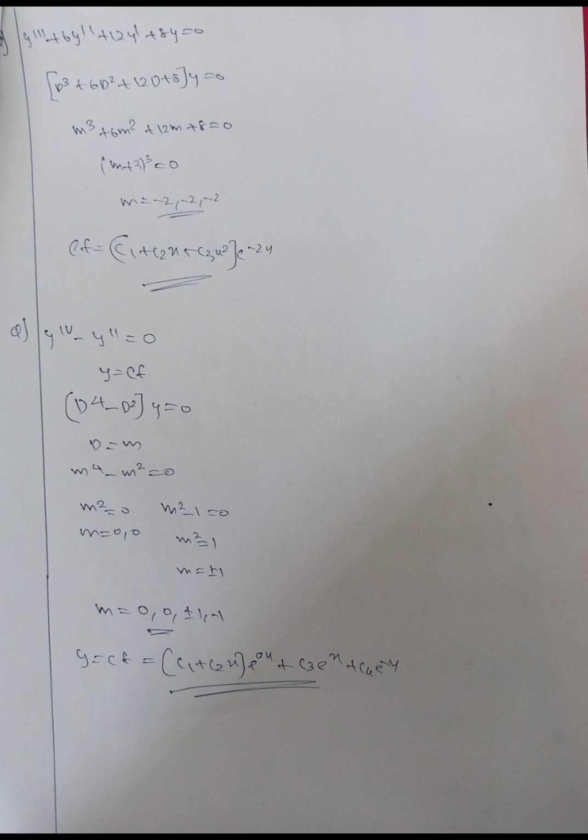Like in the fourth question also, the y4 dash is the highest order derivative, and the values of m will be 0, 0, plus 1 and minus 1. So the answer will be in the format c1 plus c2x, e raised to 0x, plus c3 e raised to x plus c4 e raised to minus x.